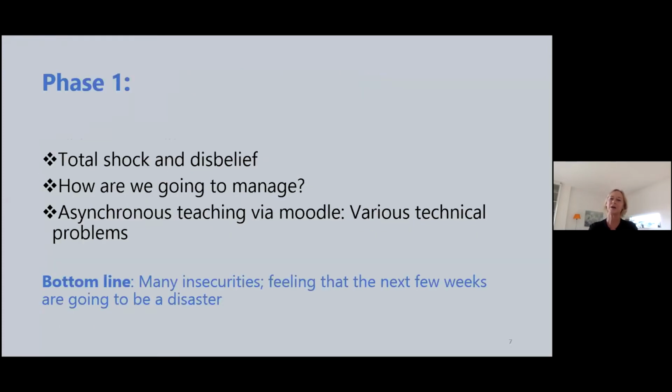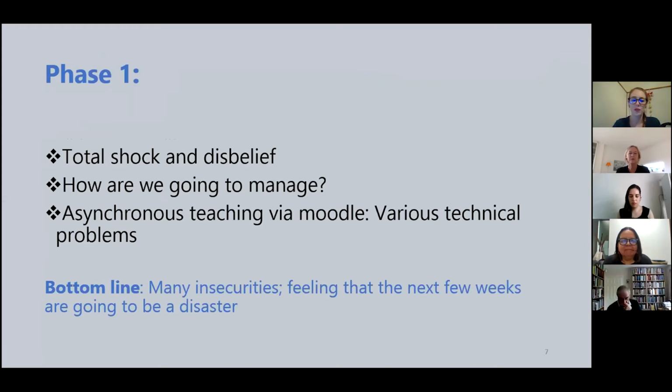So at the beginning, I was in total shock, and I was wondering how we are going to manage, because I could not imagine teaching without being present and without being with my students in the classroom. And of course, when putting content or tasks on Moodle, I encountered various technical problems, or actually my students encountered them. For example, they couldn't open some documents, they couldn't open the videos. So I was faced with a few problems. I was quite insecure, and I thought, well, this semester is going to be a disaster.